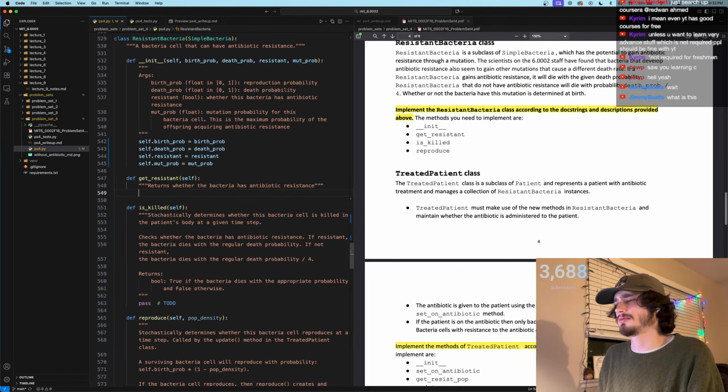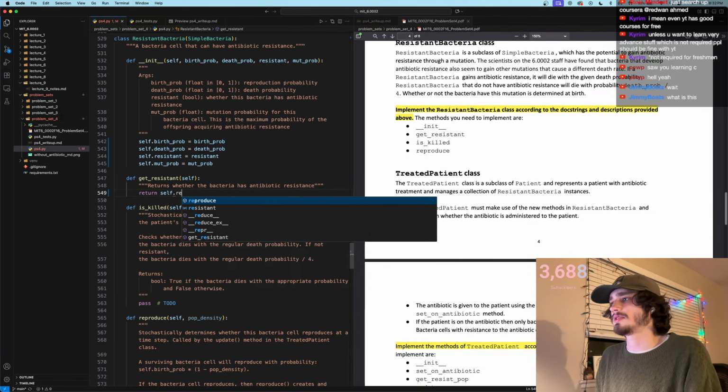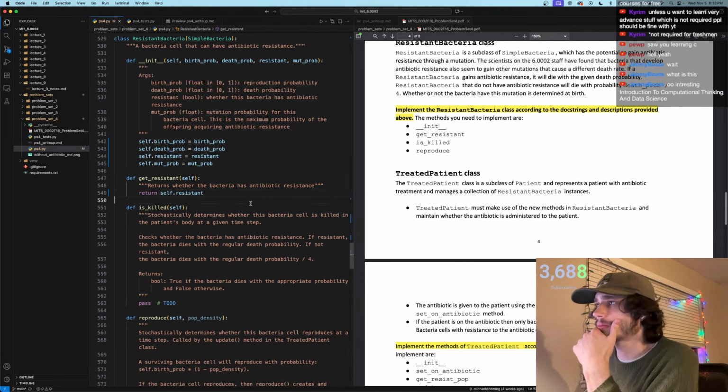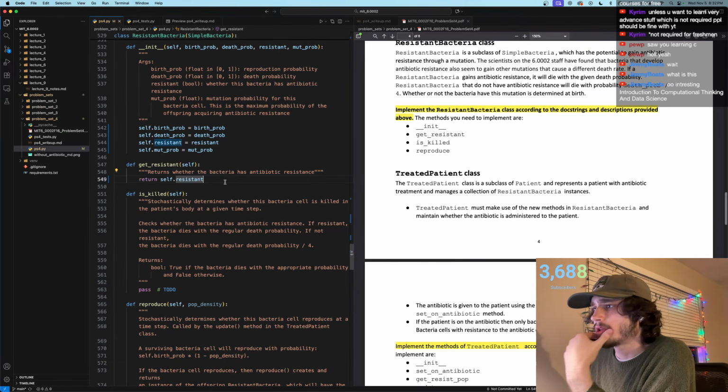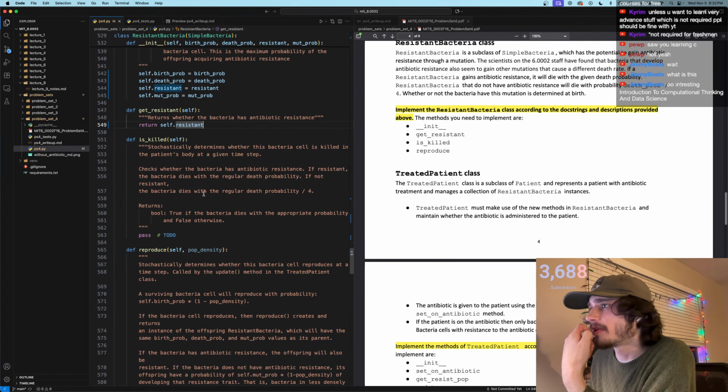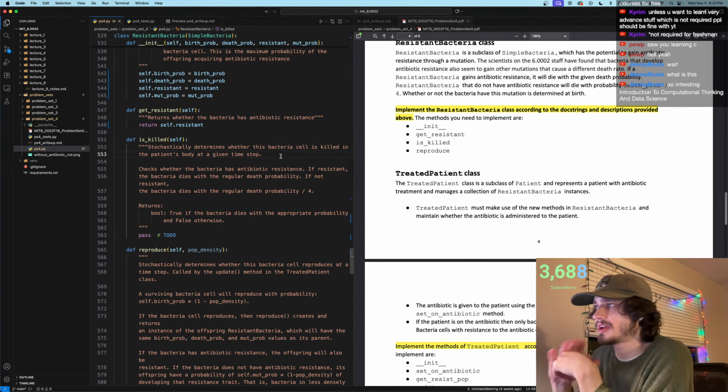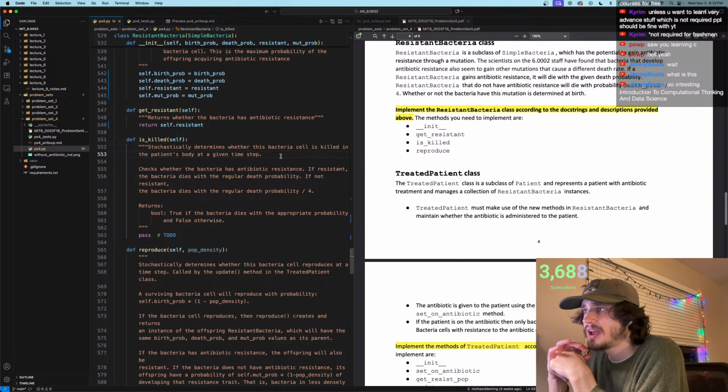Okay, really simple. Return self.resistance. So that's a Boolean, so it'll return true or false. Is killed stochastically determines whether this bacteria cell is killed in the patient's body at a given time step.